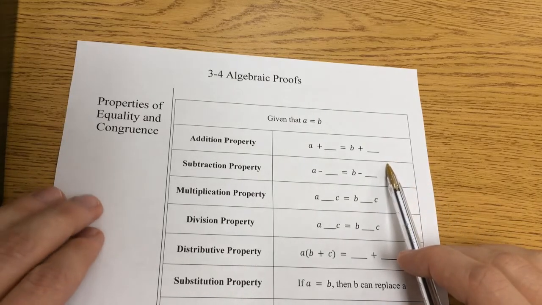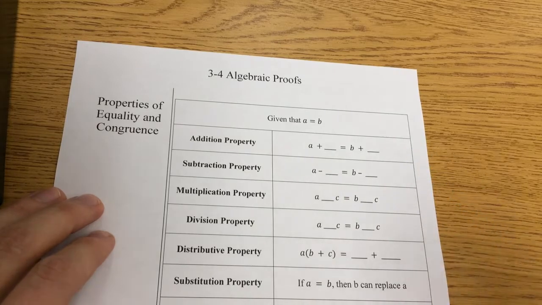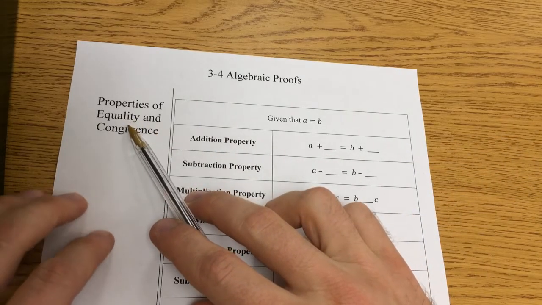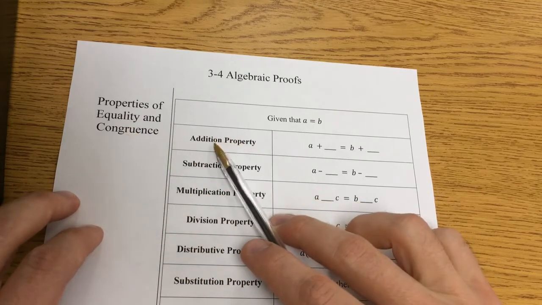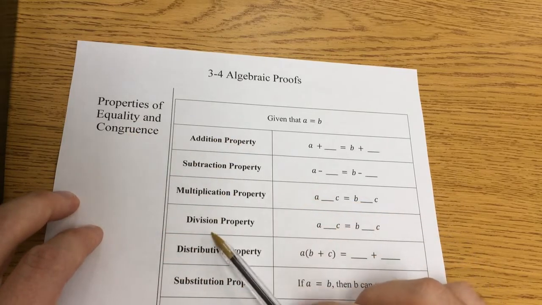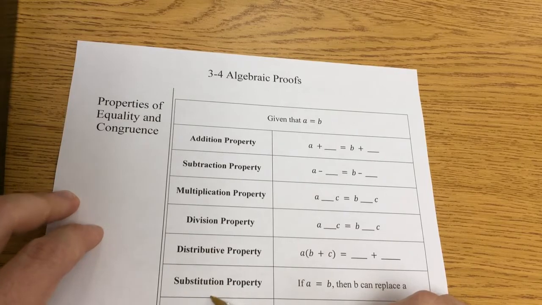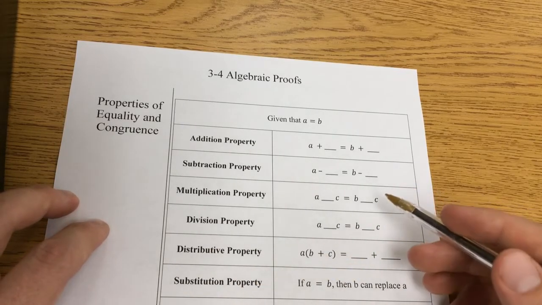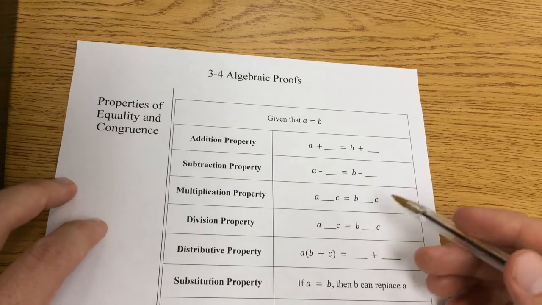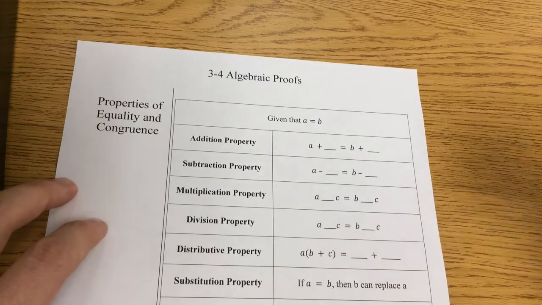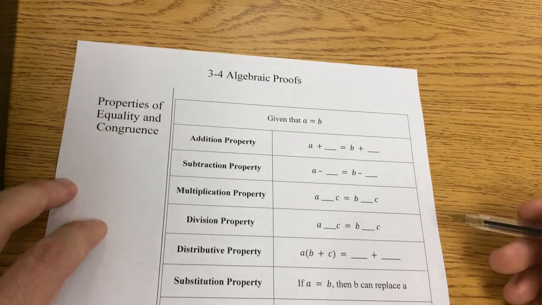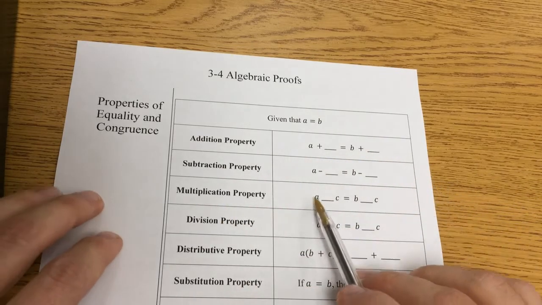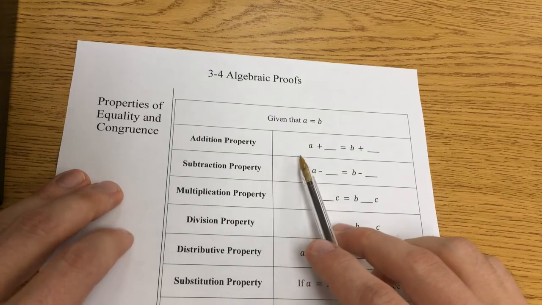We're going to go through some algebra things, and we're going to give a name to something that you already know. You already know these properties of equality and congruence. They're called the addition, subtraction, multiplication, division, distribution, and substitution property. You already do these. We're just putting a name to these. We're going to use these whenever we're working through some deductive reasoning. If we're using deductive reasoning to go through a proof, we're going to need to know the reasons, and these are the reasons. We also went through an example like this in class.